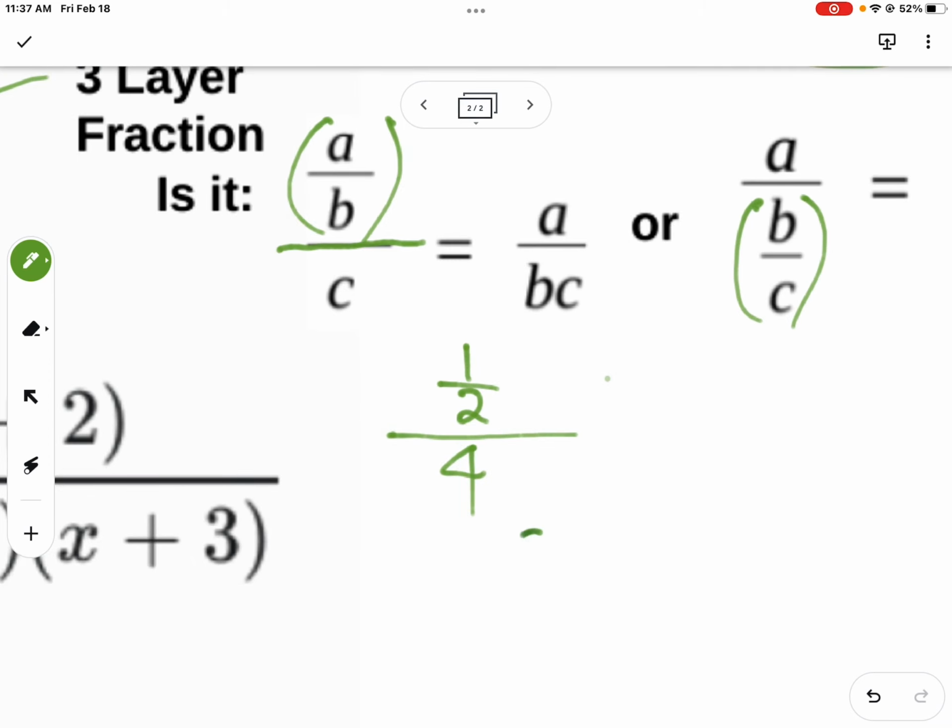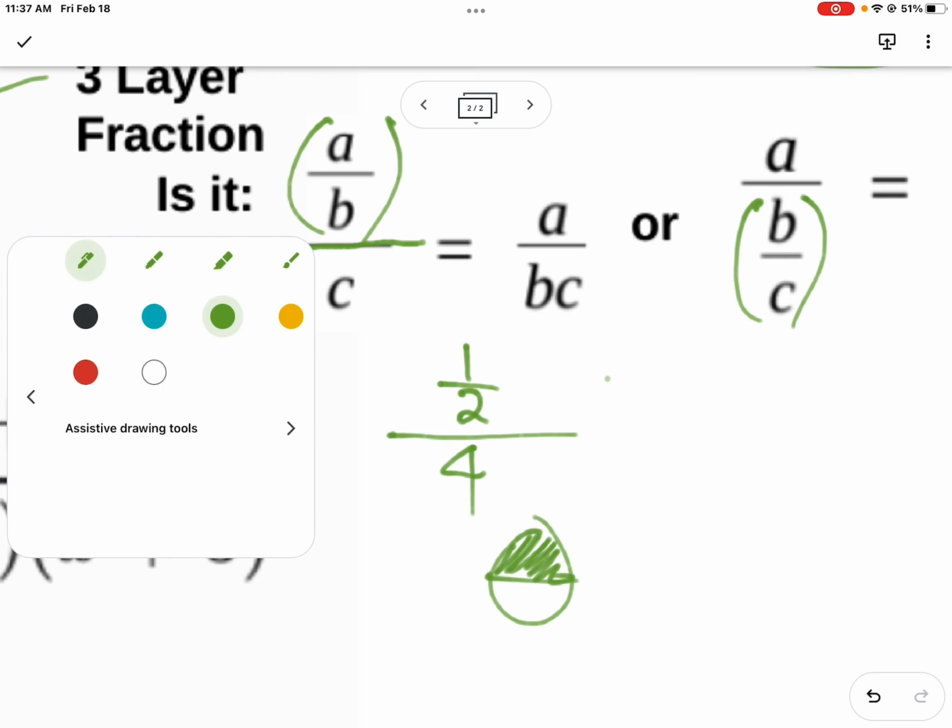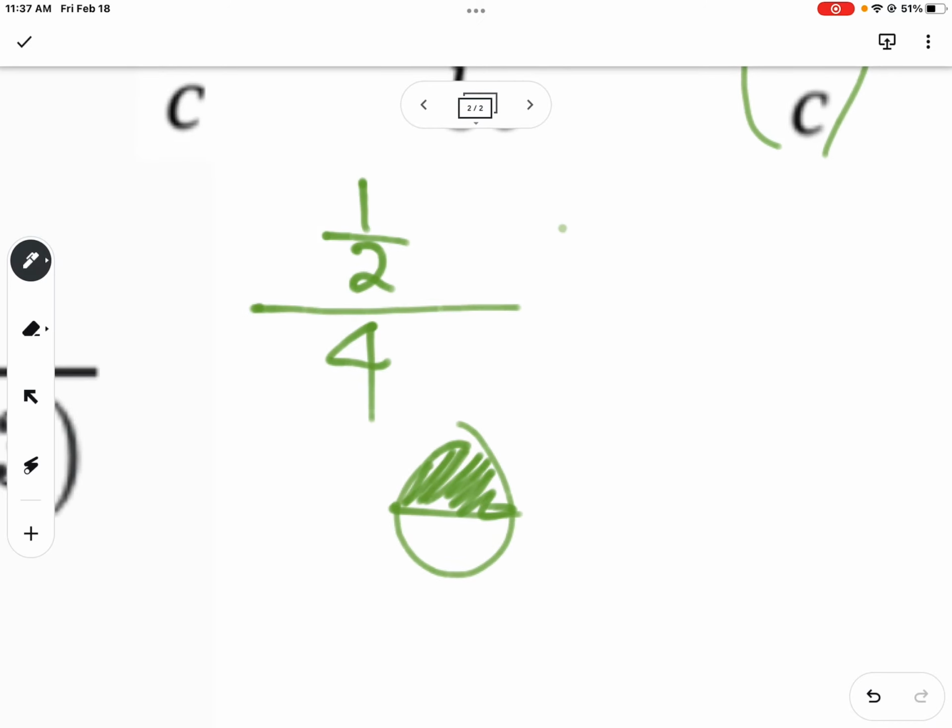If you have a half of a pizza, and you divide it into 4 parts, 1, 2, 3, 4, and you have one of them, okay? So 1/2 being divided 4 ways, it's 1/8. We know that, right? So 1/2 divided into 4 parts is 1/8.